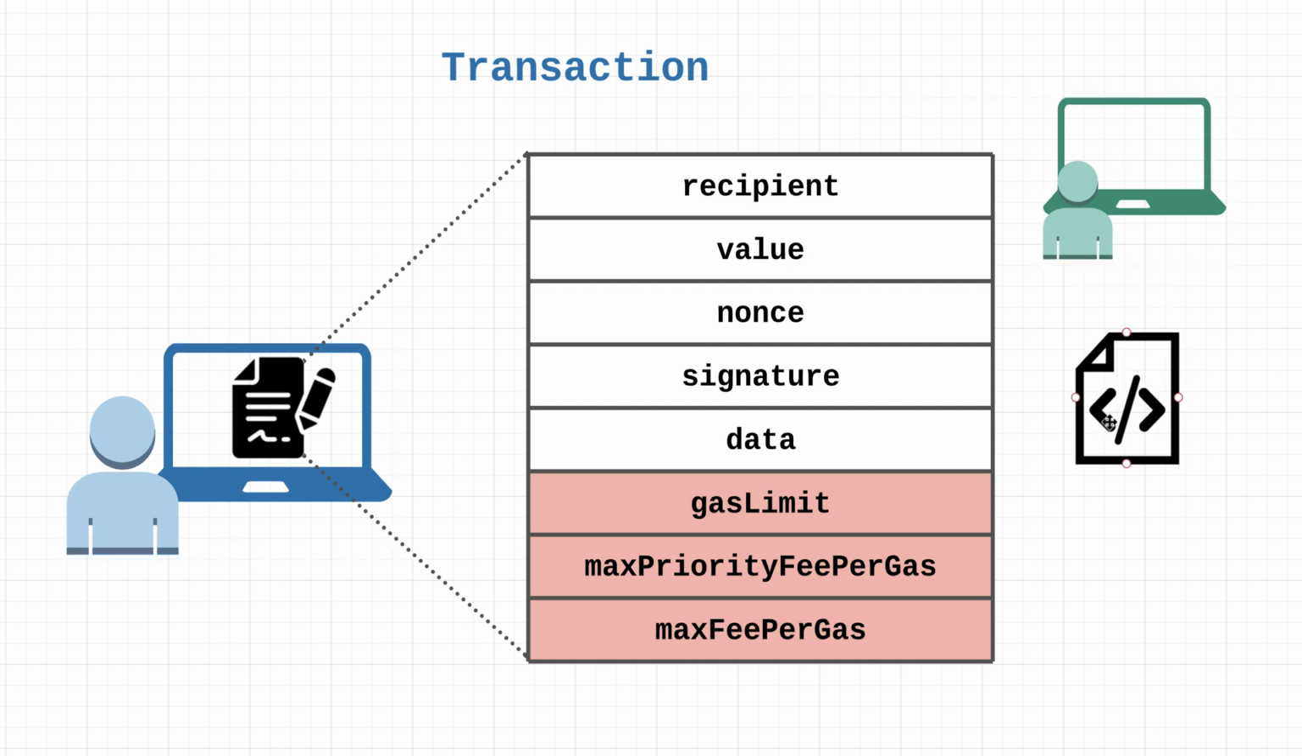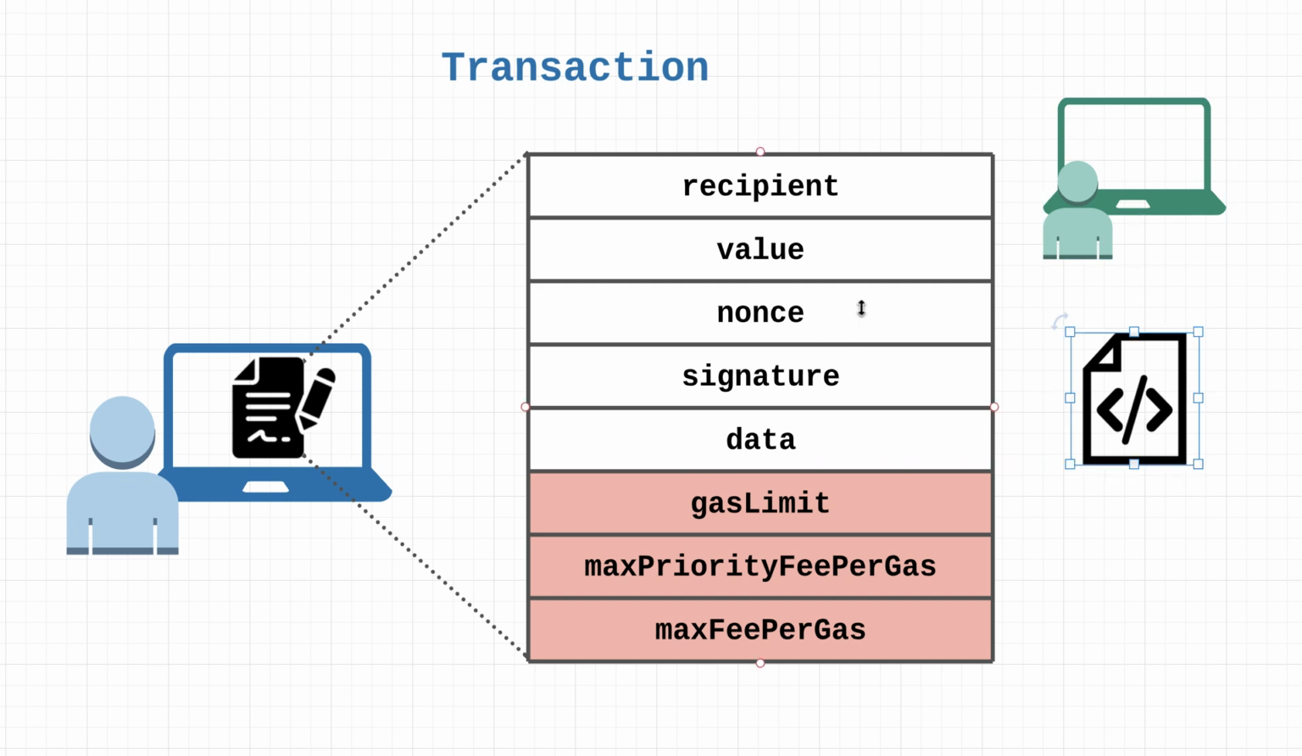Now, when the recipient is a contract account, that transaction is going to trigger the code in this contract to run or execute. Now, the value field in a transaction, you can probably guess, is just the amount of Ether that you want to send to the recipient. And the recipient in this case can be both the EOA or a smart contract.